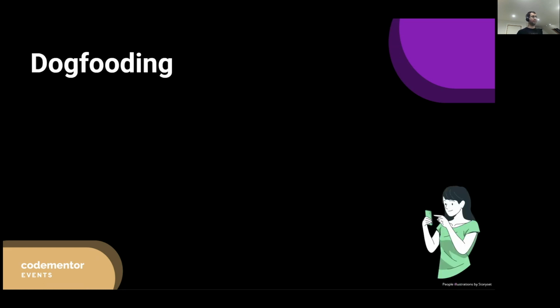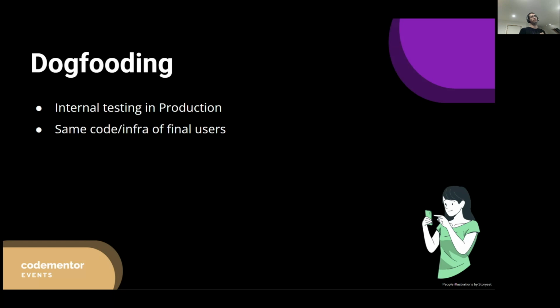And later, we also can talk about dogfooding. So I already mentioned how biased our testing is, but it's still valid. So yeah, why not? We can use internal testing in production. And this is particularly interesting because we still have the same code, the same infra of final users, so we are able to test it in the real infra without affecting users.